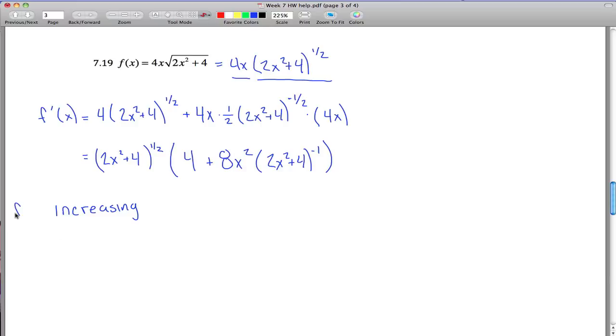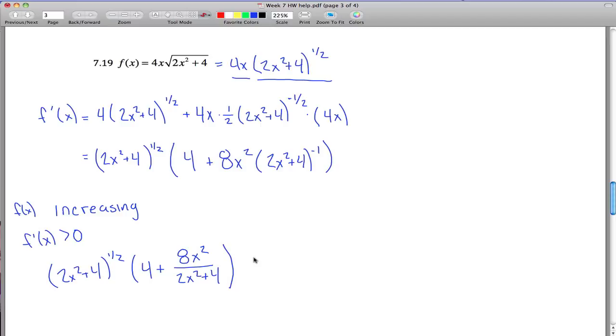So f of x is increasing if f prime of x is greater than 0. We just figured out f prime of x. So we want to know when is 2x squared plus 4 to the 1/2 times 4 plus 8x squared divided by 2x squared plus 4, instead of raising it to the negative 1 power, I'll put it down on the bottom there, when is that greater than 0?